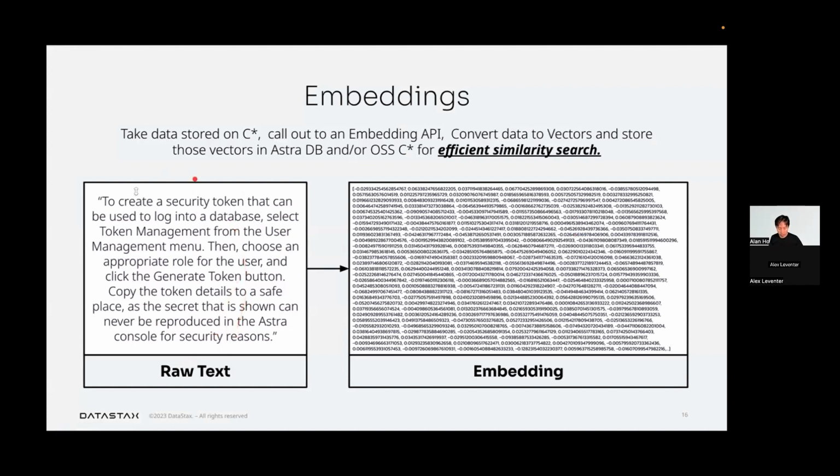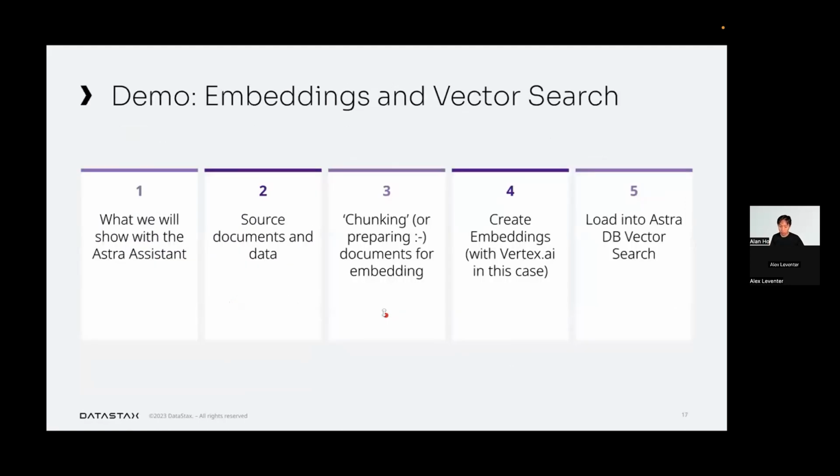So for example, this information here is right from our documentation. And it generates about 1,500 scalar values to create a vector. And this is the data that allows you to do a similarity search. So with that, I'm going to hand it over to Alex to show a little bit about how the pre-processing works.